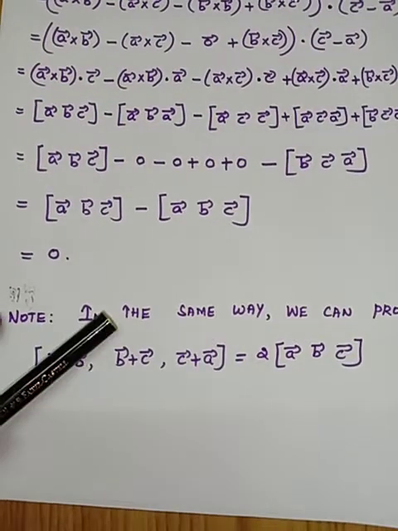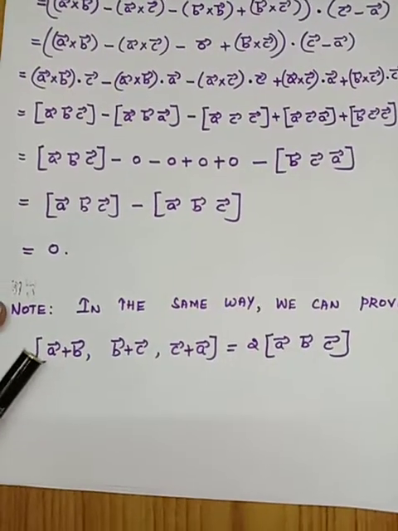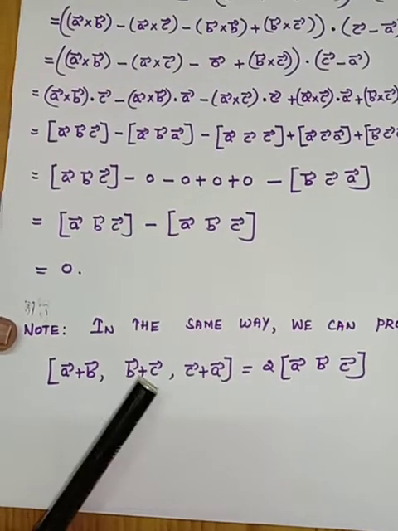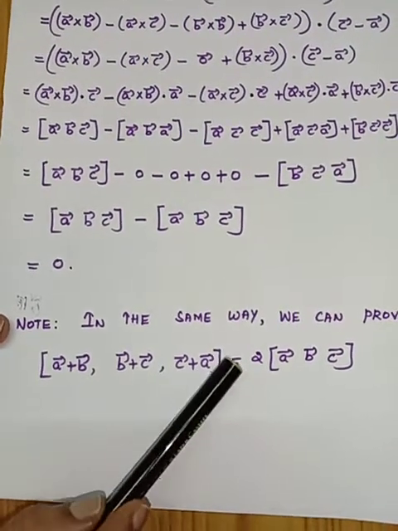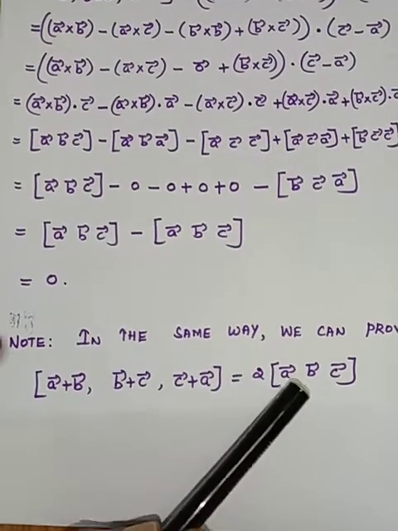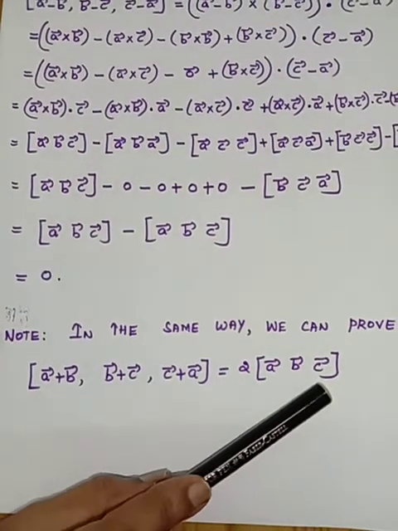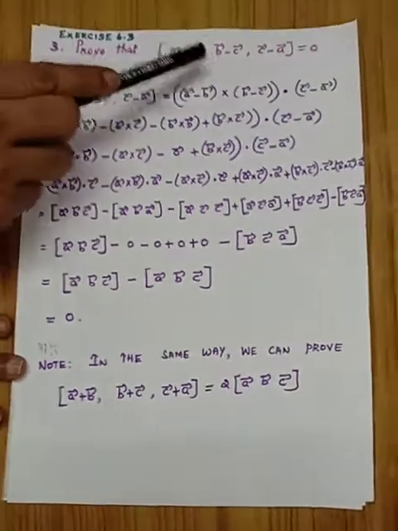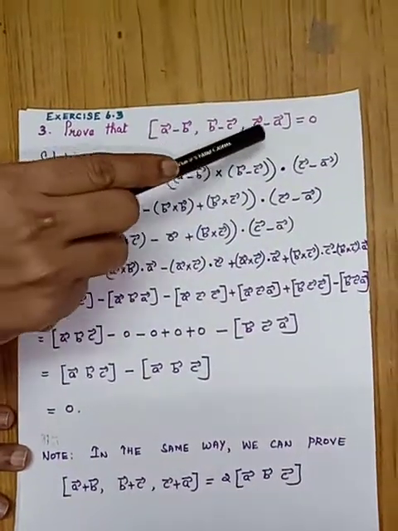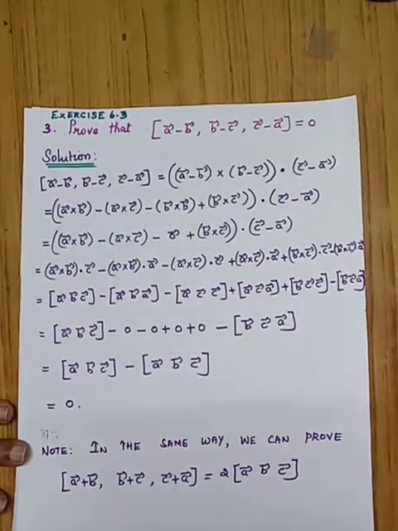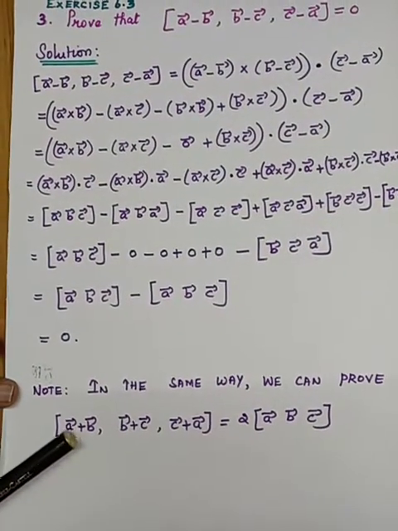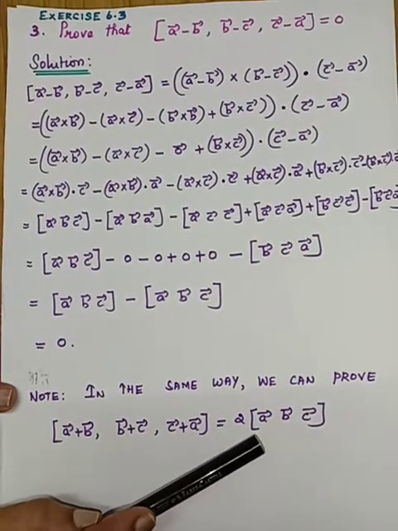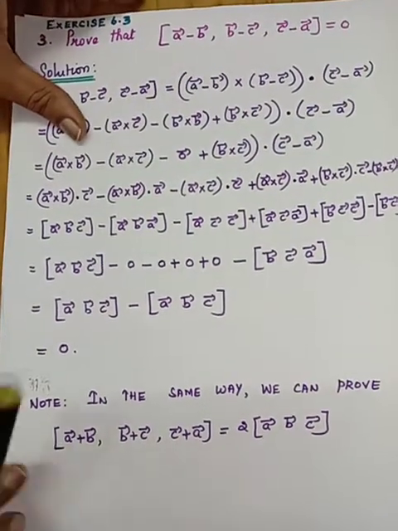In the same way, we can prove box product of A vector plus B vector plus C vector plus A vector is equal to 2 into box product of A vector, B vector, C vector. So here in between you are having plus, here you are having minus. So if you have minus in the box product, it is equal to 0. Here for this box product, if in between you are having plus, your answer is 2 into box product of A vector, B vector, C vector.